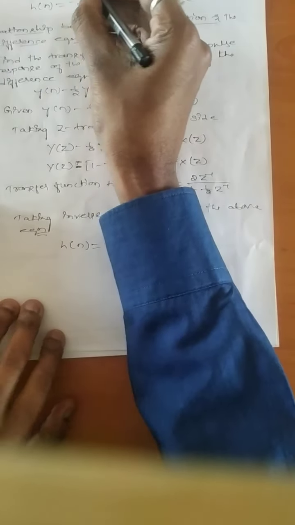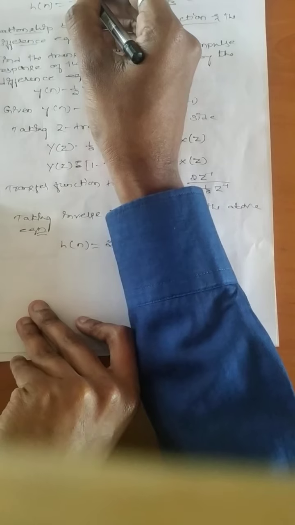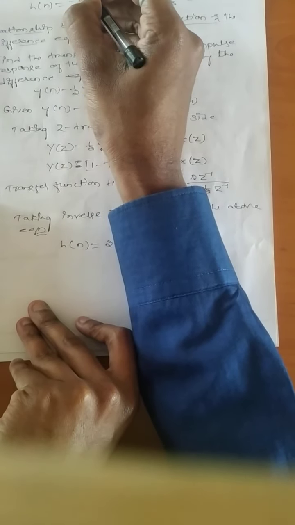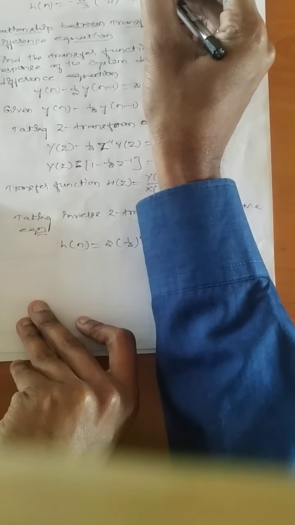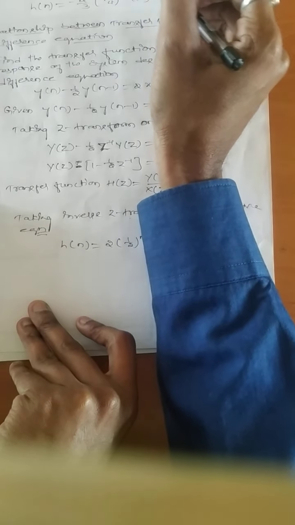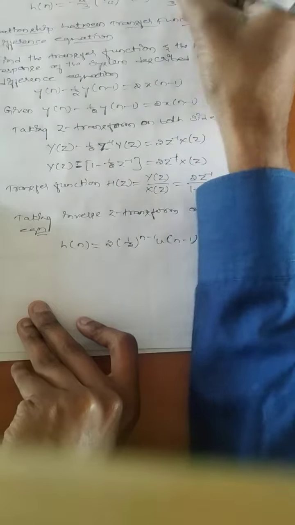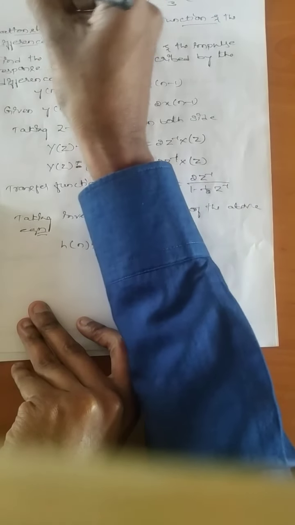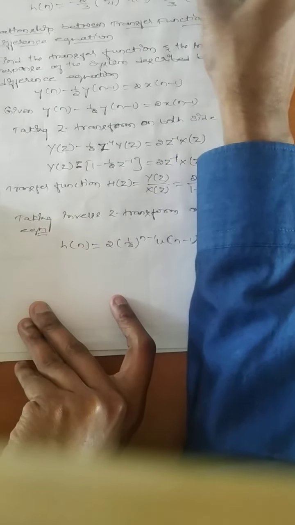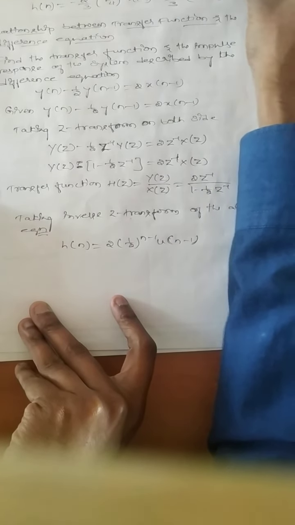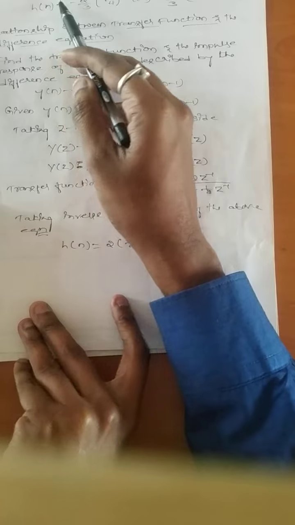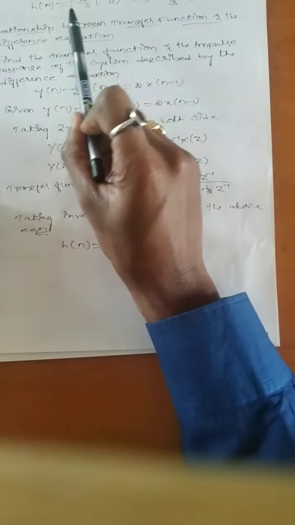And we just substitute the k1 value and k2 value. k1 is minus 2 by 3 divided by 1 minus 1 by 4 z inverse, plus k2 is 5 by 3 divided by 1 plus 1 by 2 z inverse. This is your H of z, where H of z is equal to Y of z divided by X of z. Now you take the inverse z transform.